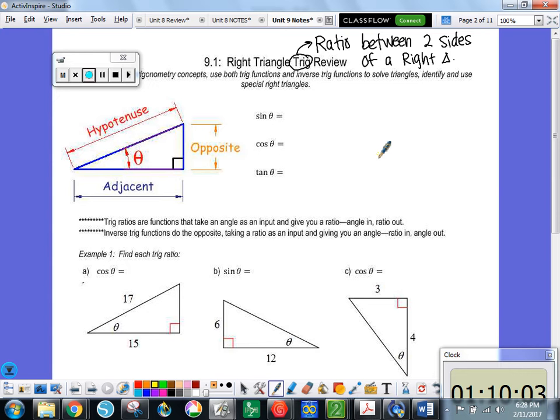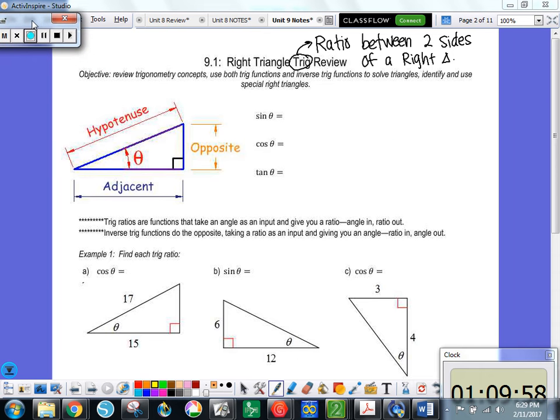Okay, so there's one word that should help remind you of what sine, cosine, tangent is. Did you say it out loud? Because you should have said it out loud. That word is SOHCAHTOA. Sine is the ratio of opposite over hypotenuse.